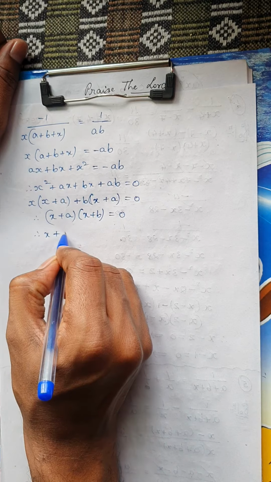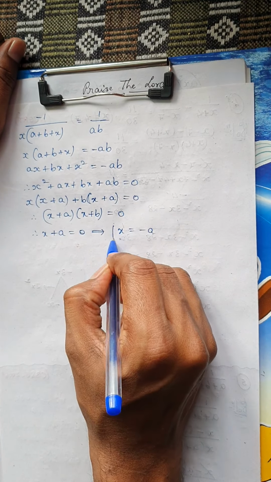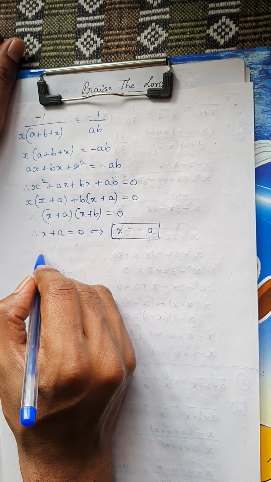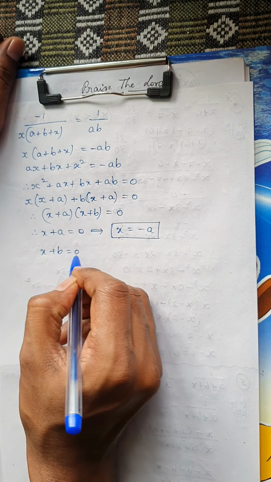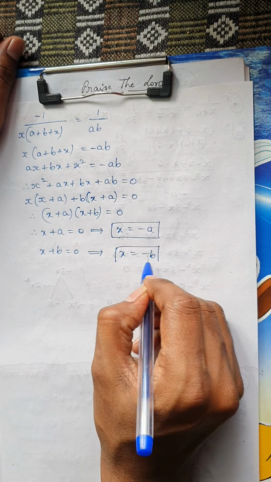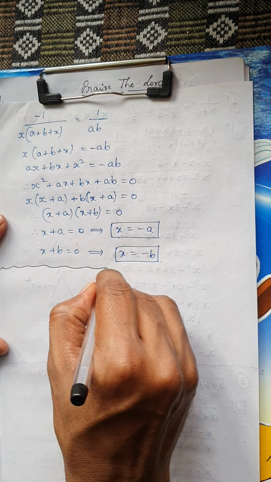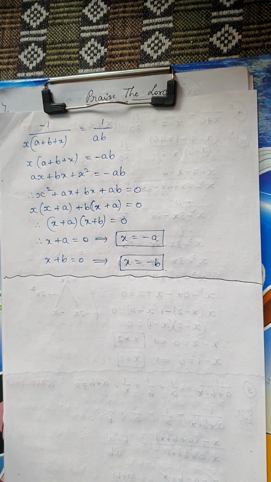Therefore, if I take x plus a is equal to 0, this will give me x is equal to minus a as one root. And if I take x plus b is equal to 0, I am going to get x is equal to minus b as the other root. So this will come to the conclusion of this session.